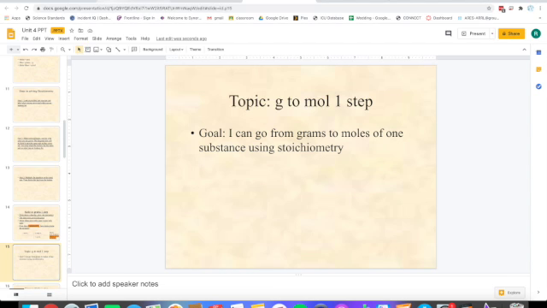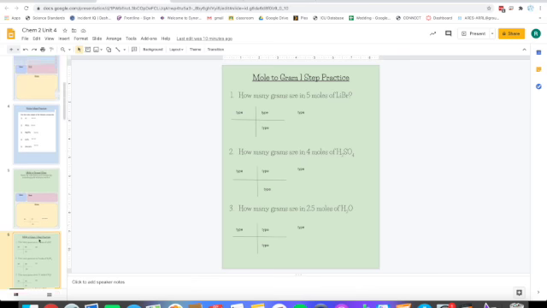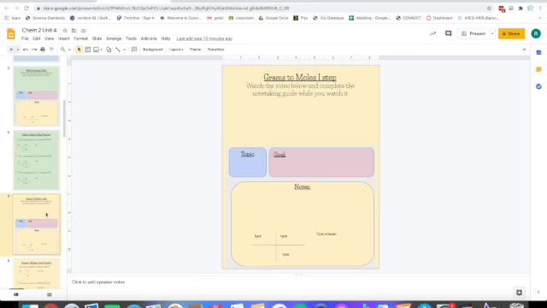So today we're going to talk about grams to moles one step. It's very similar to what we just did, moles to grams one step, only this time it's switched. We're starting off with grams and then we're moving to moles. So your topic for this is gram to mole one step, and your goal is I can go from grams to moles of one substance using stoichiometry. And again, this will be on your grams to moles one step page.